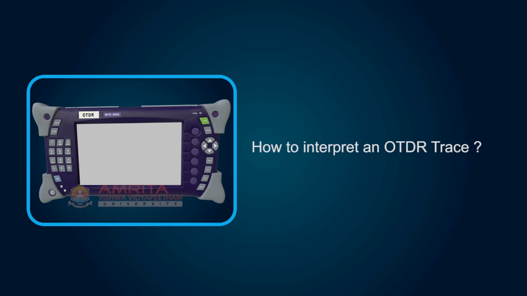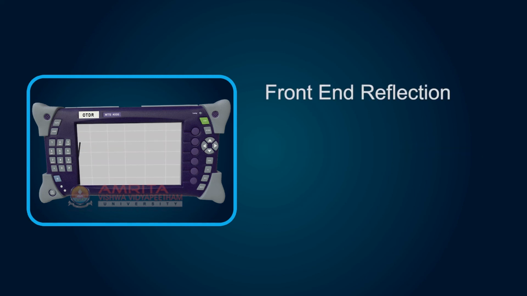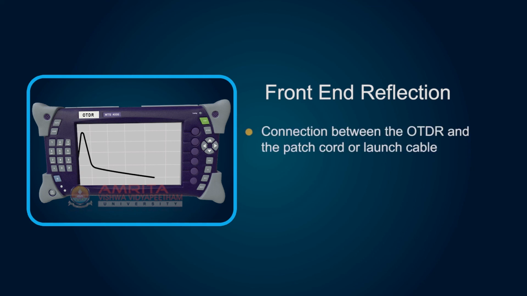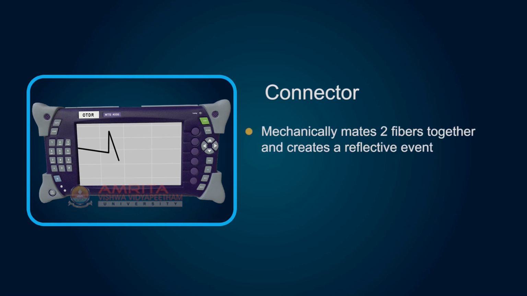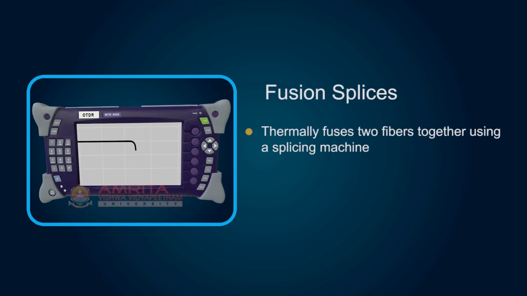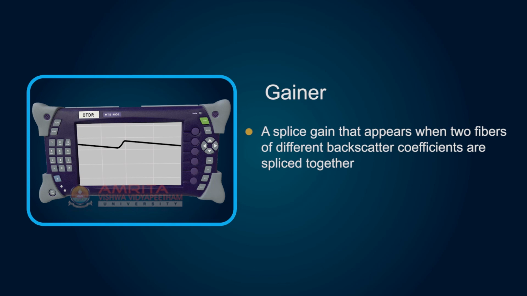How to interpret an OTDR trace? Front-end reflection is the connection between the OTDR and the patch cord or launch cable. It is located at the extreme left edge of the trace. Connector mechanically mates two fibers together and creates a reflective event. Fusion splice thermally fuses two fibers together using a splicing machine. Gainer is a splice gain that appears when two fibers of different backscatter coefficients are spliced together.